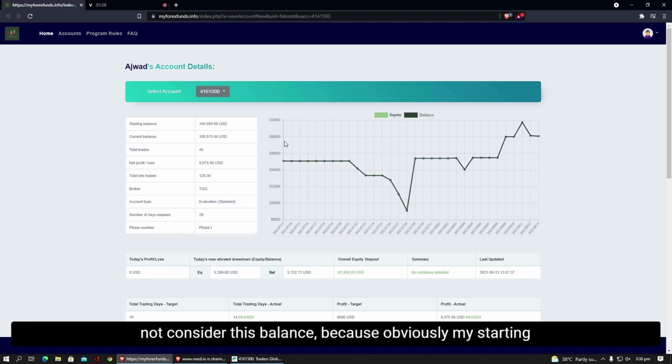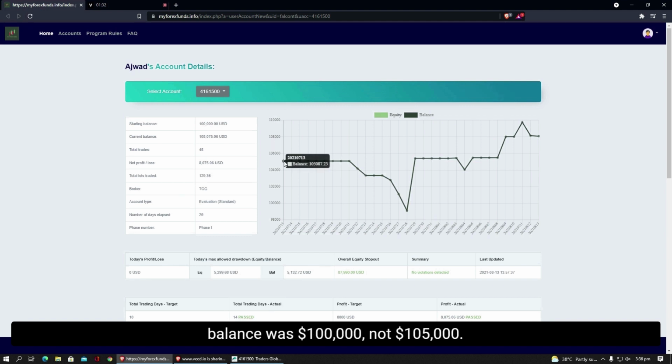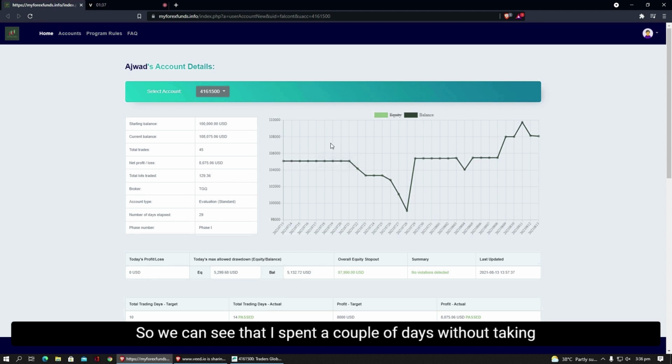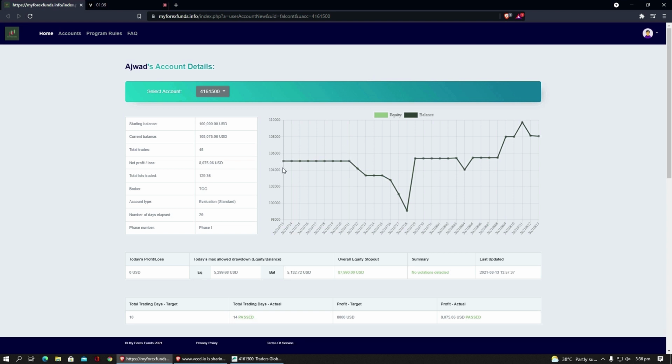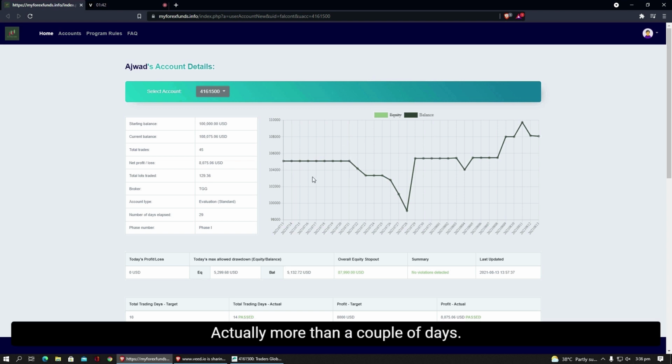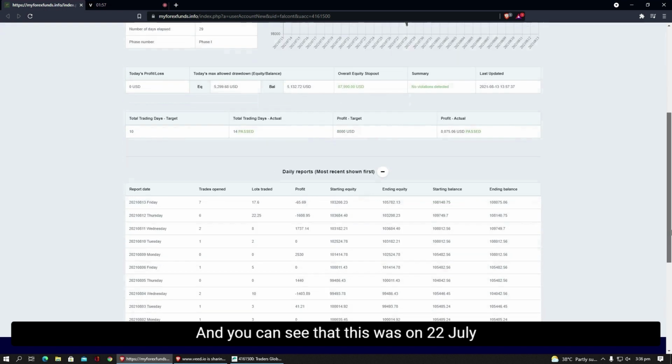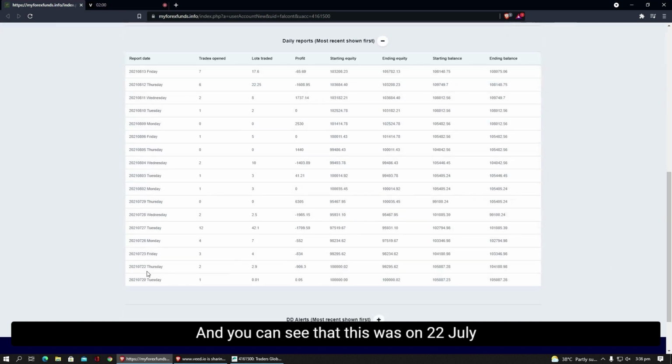If we are to not consider this balance, because obviously my starting balance was $100,000, not $105,000, we can see that I spent a couple of days without taking any trade. Actually, more than a couple of days. I was unable to find any trade opportunity. But when I did find a trade opportunity, I started losing every single trade until I went down to minus 6%. And you can see that this was on 22nd of July.